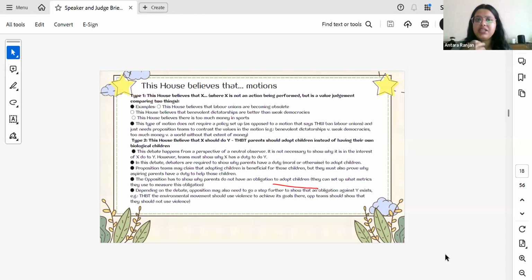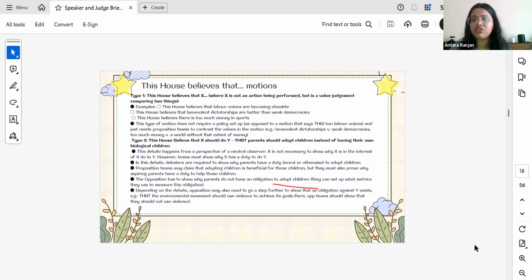Then we have this house believes that motions. This house believes that homework is useless, right? So this is a motion where you have to pass a judgment. You have to tell me why. We're not performing an action, right? We're not doing anything. We are talking about whether or not something is important. What is the value of homework? Do we believe it's useful? Do we believe it's useless? What is our subjective thought process, our subjective opinion on homework itself?